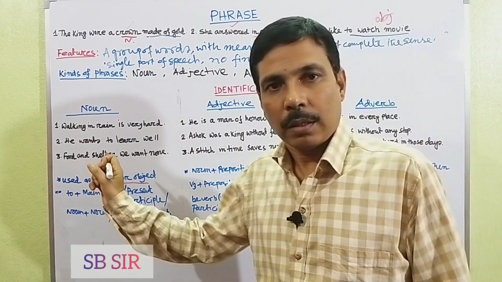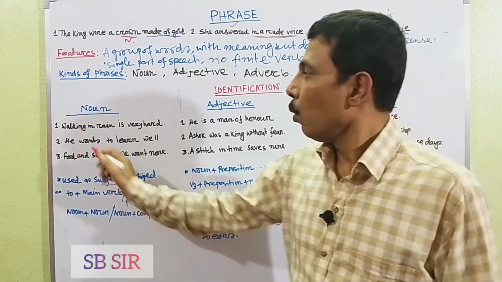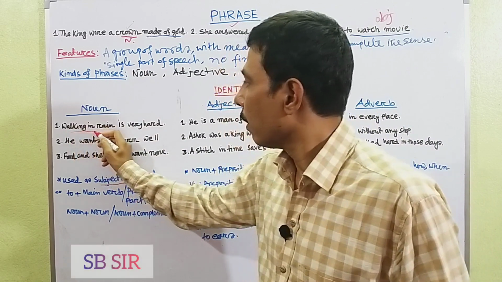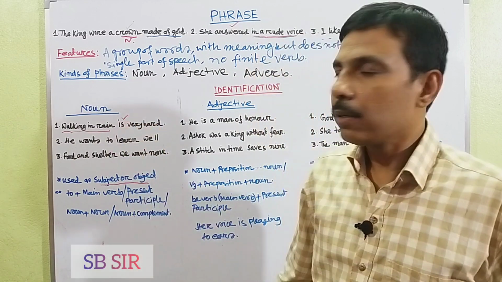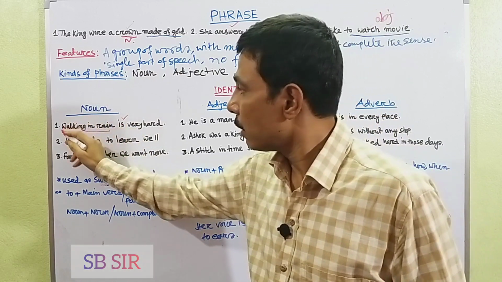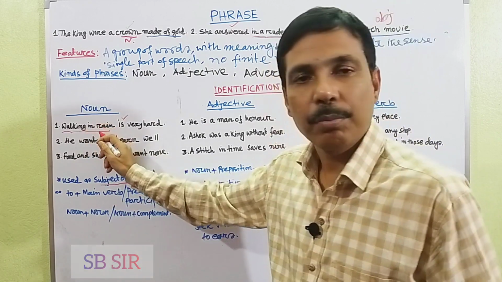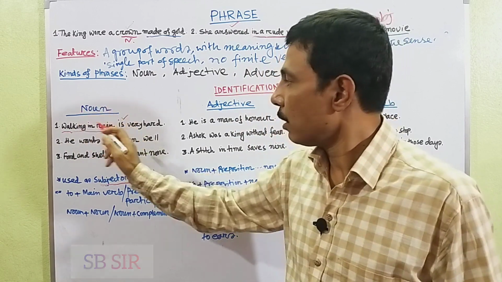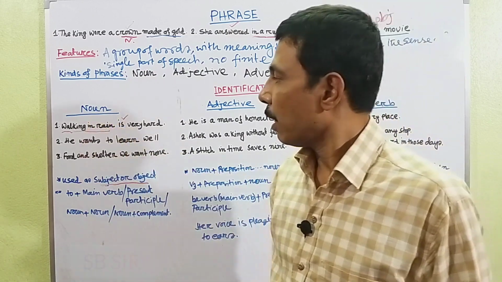Now look at these examples. At first we discuss the noun phrase. Walking in rain is very hard. So walking in rain is used as the subject of the verb is. This portion has a single meaning, walking in rain. This portion is used as the subject of this verb is. So it is an example of a noun phrase.